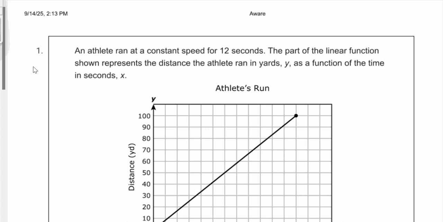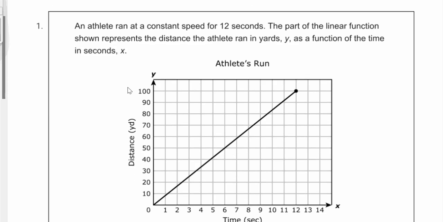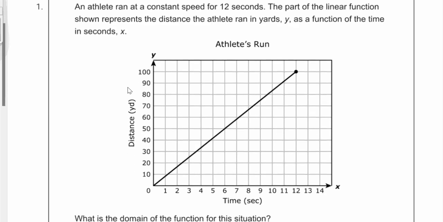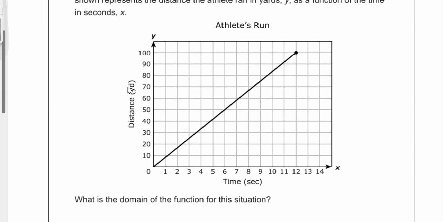Number 1, an athlete ran at a constant speed for 12 seconds. The part of the linear function shown represents the distance the athlete ran in yards as a function of the time in seconds, x. What is the domain of the function for this situation?